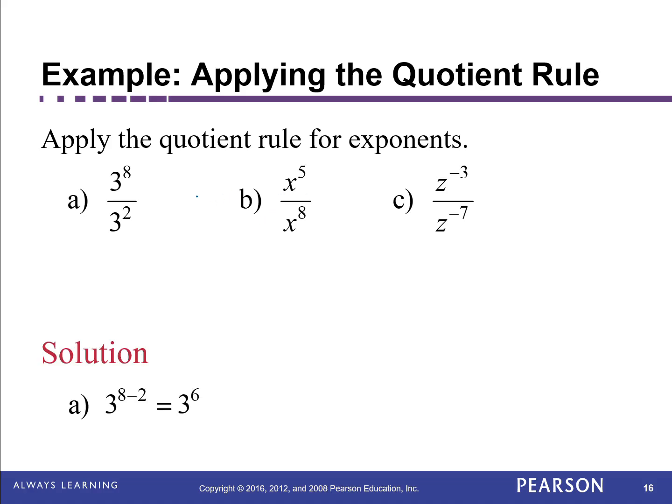Here I have 3 to the 8th power over 3 squared. Well, I can just subtract those two, the 8 minus 2, and I get 3 to the 6th power.